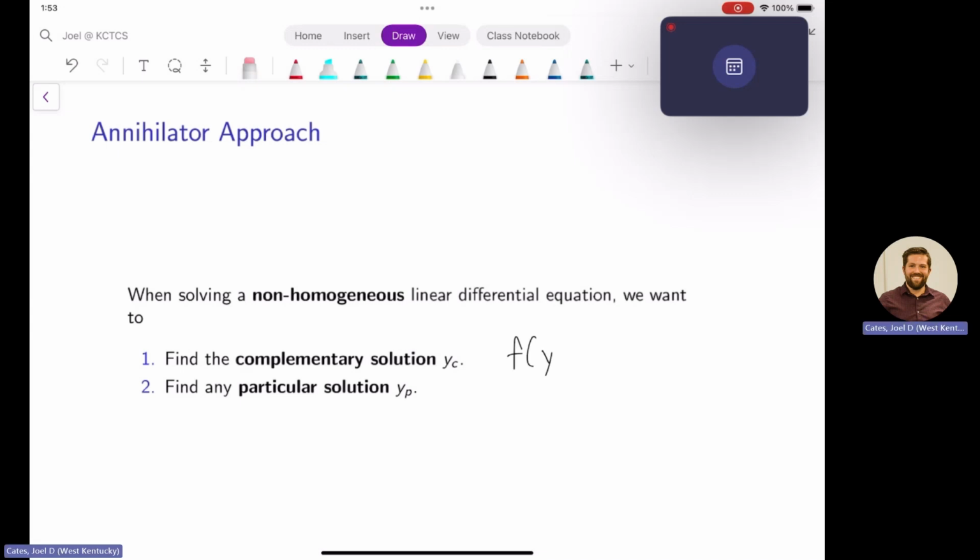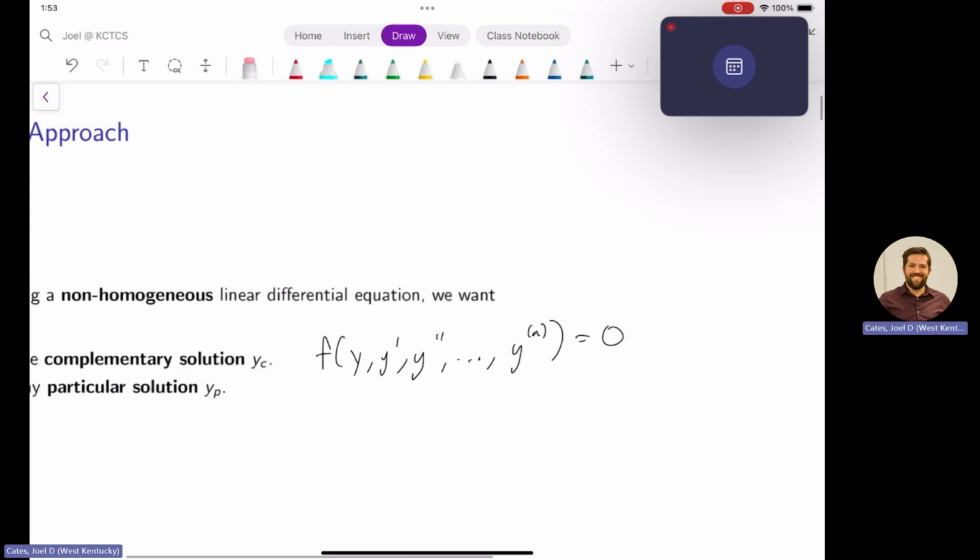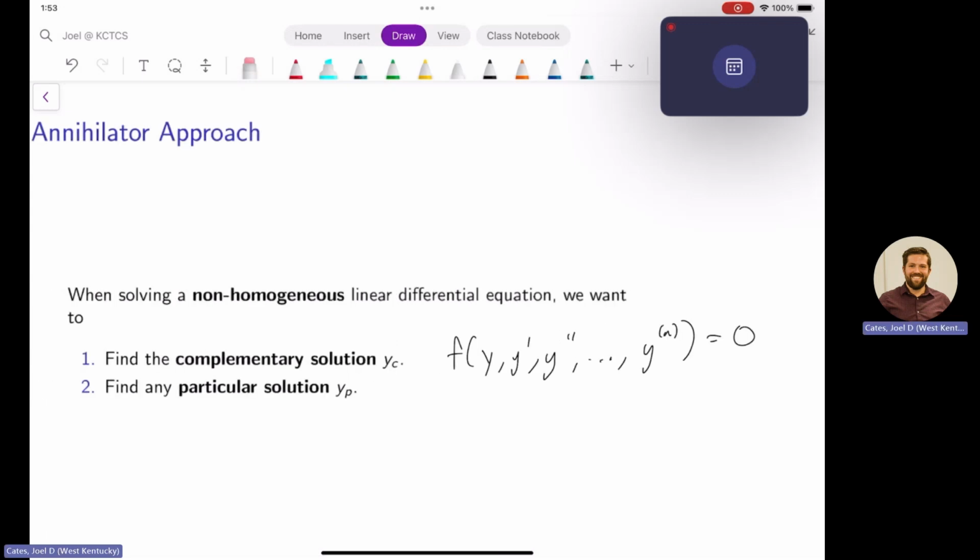one side that's got our functions of y, y prime, y double prime, on out to the nth derivative of y equal to 0. And then the particular solution is solving what's going on the other side. So if I've got f of y, y prime, y double prime, on out to the nth derivative of y equal to some g of x, that particular solution goes with the g of x portion.